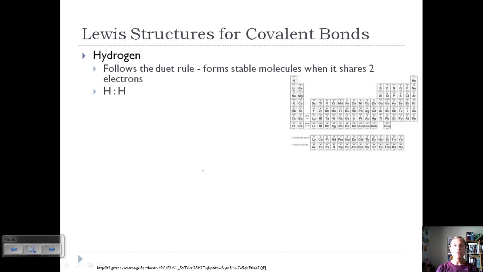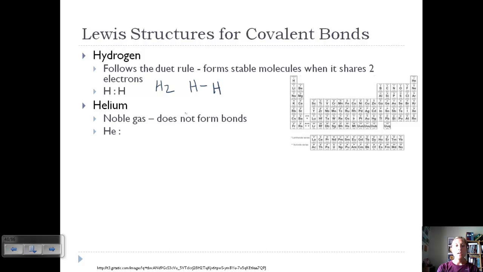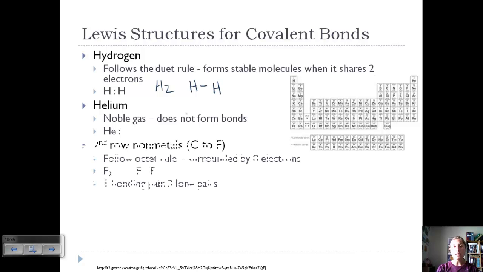So let's look at Lewis structures for covalent bonds. Hydrogen follows what's called the duet rule, so it will form stable molecules when it shares 2 electrons. If we have the molecule H2, these 2 dots mean that they are sharing between. We can also turn the pair into a line, and so 2 electrons are being shared between both hydrogens. If we look at helium, helium is a noble gas. It doesn't form bonds. It already has 2 valence electrons, so it's already stable.